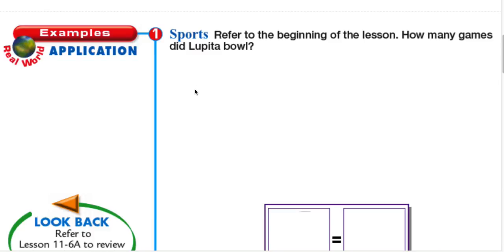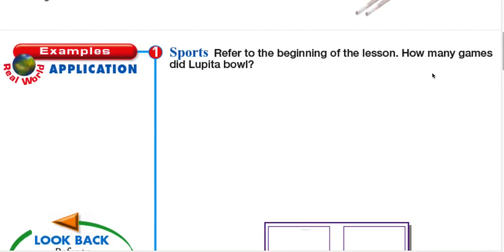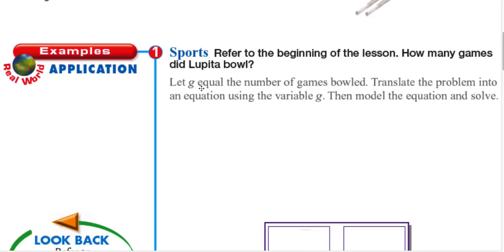Again, this is a word problem, so we need to define a variable. What it's asking is the number of games that Lupita bowled. So we let G equal the number of games bowled. That's our let statement, because that's what the problem is asking for. We need to translate the problem into an equation using the variable G, then model the equation and then solve it.